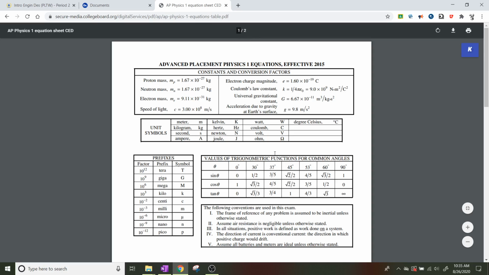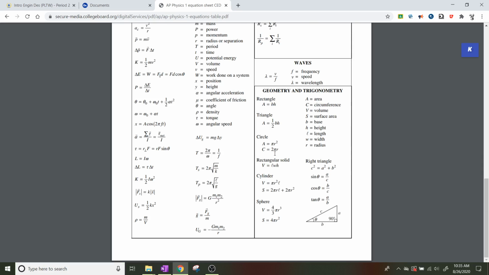And there's a bunch of stuff up there that doesn't make a whole lot of sense right now. Blah, blah, blah. Oh, hey, look, here's some formulas.